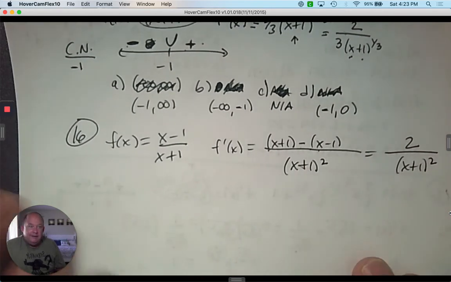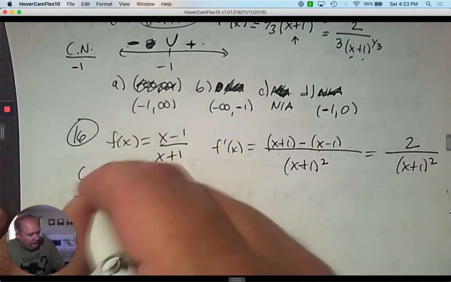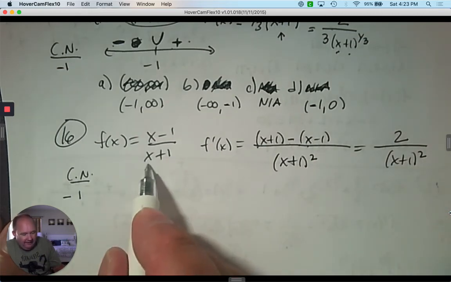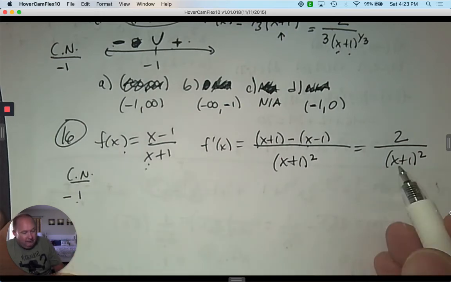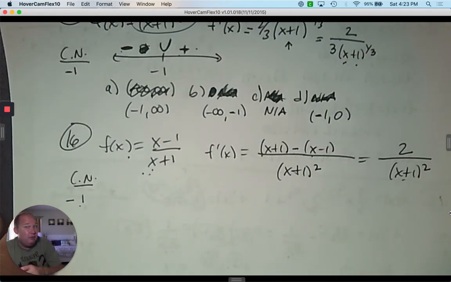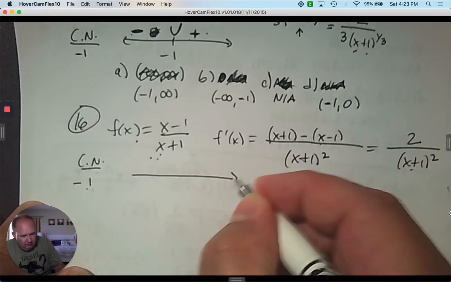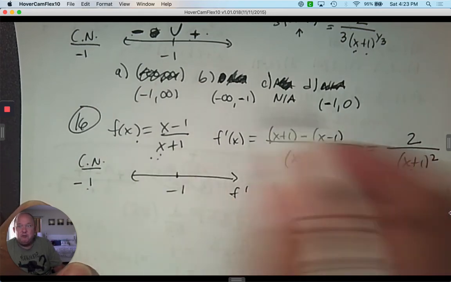Where's the only critical number there? So the only critical number is when x is -1. Because when it's -1, it makes the denominator 0. And I want you to notice here for the function, -1 makes the function undefined. So if it makes both undefined, it can't be a point, and it can't be a turning point. So all I can find are increasing and decreasing. No turning points. So draw a number line. Only -1. Use the derivative, right?